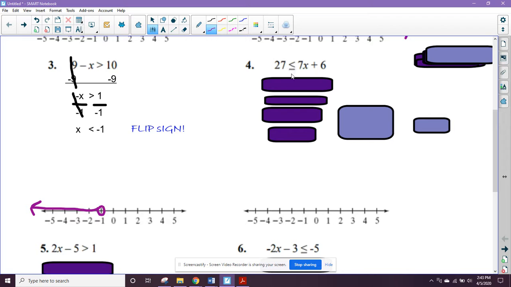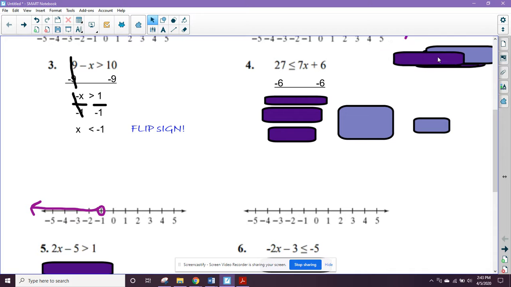Look at number 4. 27 is less than or equal to 7x plus 6. Our loose number here is 6. We have to get rid of that and move it to the other side. It's plus 6, so we subtract 6 on both sides. When we subtract 6, our 6's cancel out, so we do 27 minus 6, which gives us 21. We bring down our 7x and our symbol.